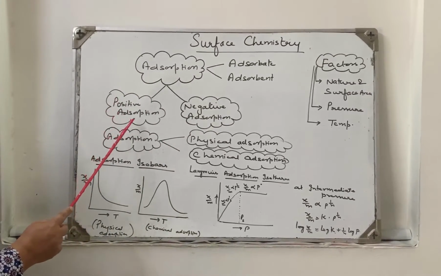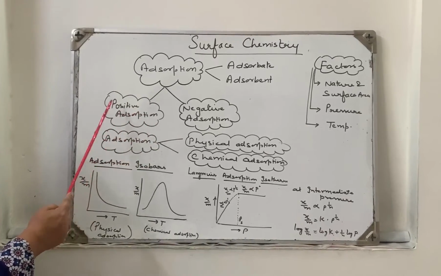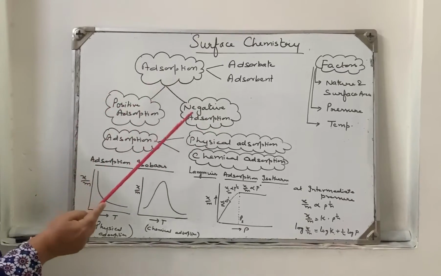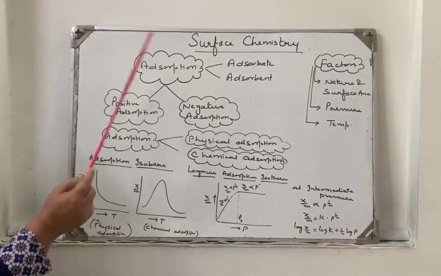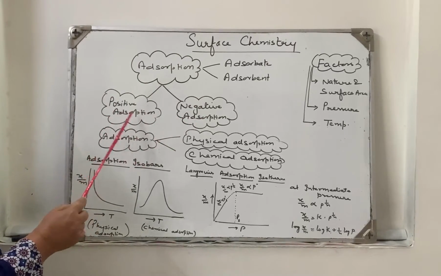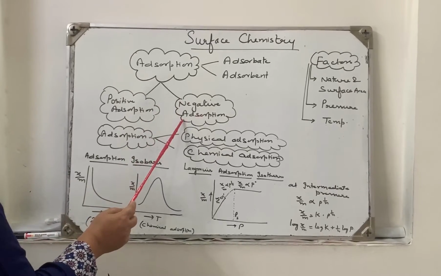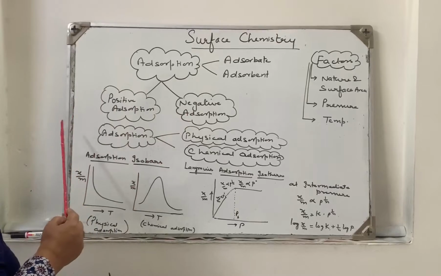Positive adsorption means like if we use any material and the concentration of poisonous gases or anything will be more on that material as compared to environment, that is positive adsorption. But if the concentration is less on the surface as compared to environment, that is negative adsorption.